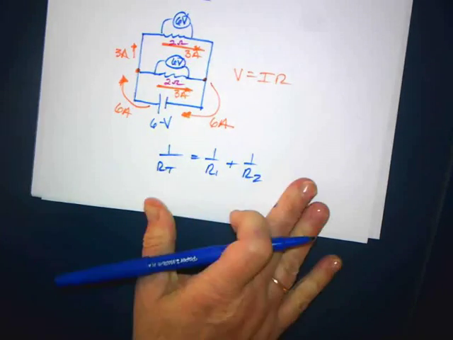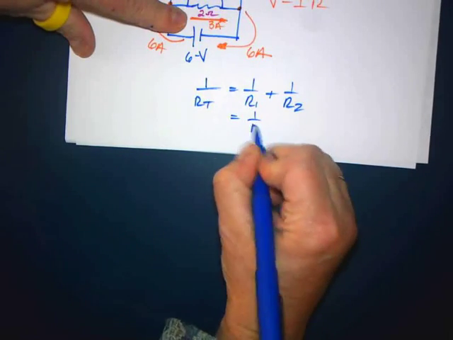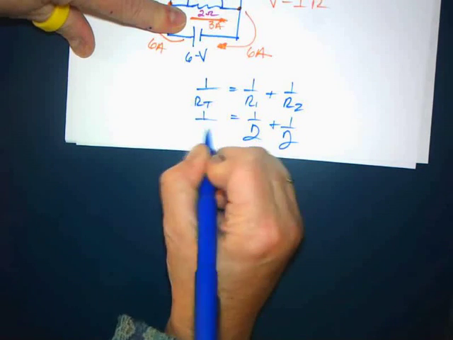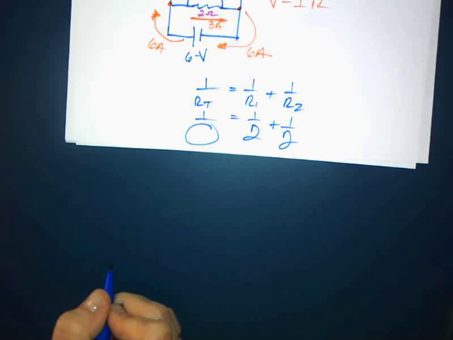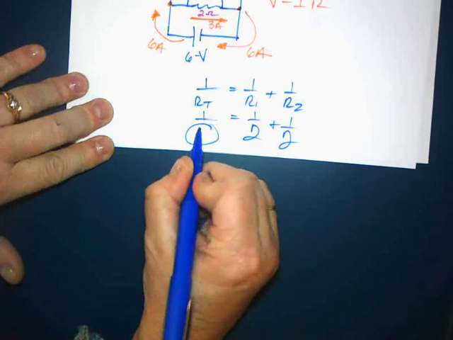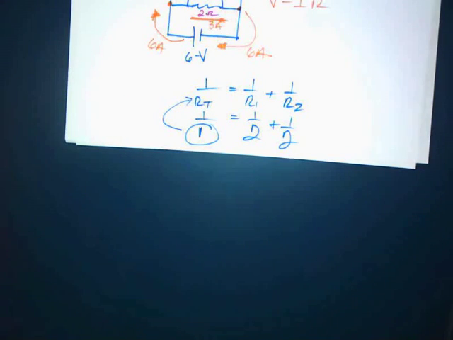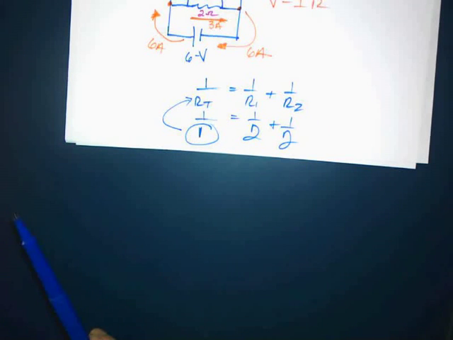1 over R total equals 1 over R1 plus 1 over R2, dot, dot, dot, as many as you want. So 1/2 plus 1/2 equals 1 over what? What's 1/2 plus 1/2? 1. So the denominator is 1. That's the total resistance. This is the equation that we use for parallel resistors. But you figured it out without even knowing the equation, right?